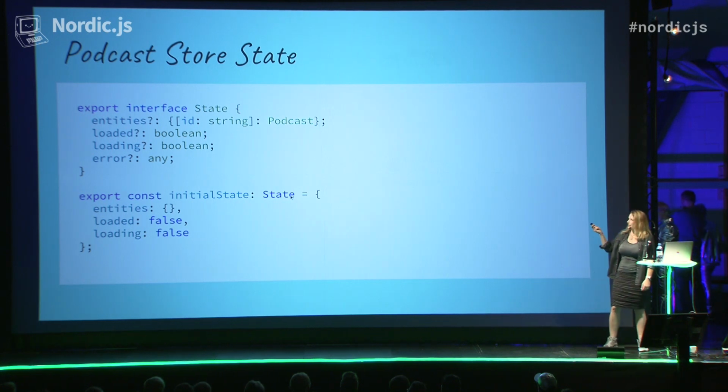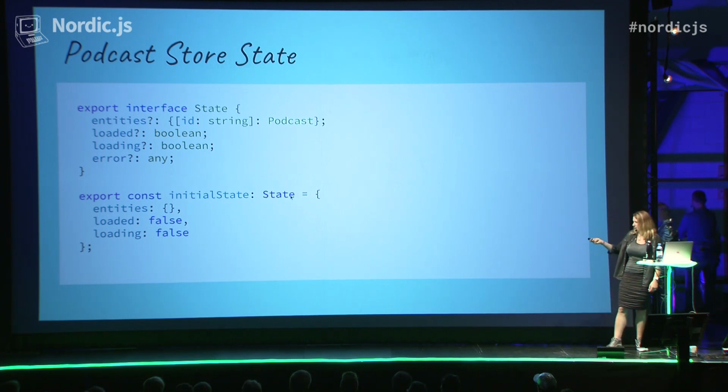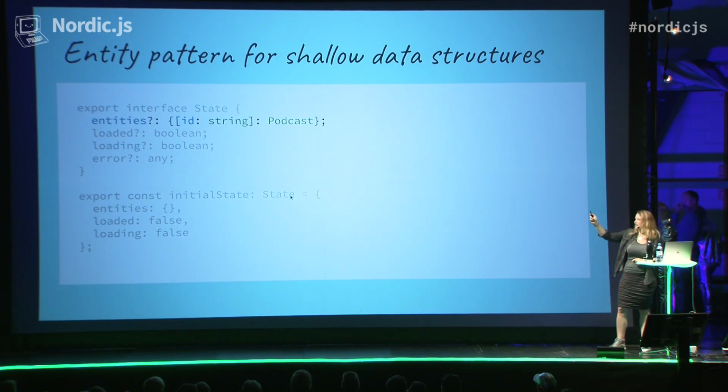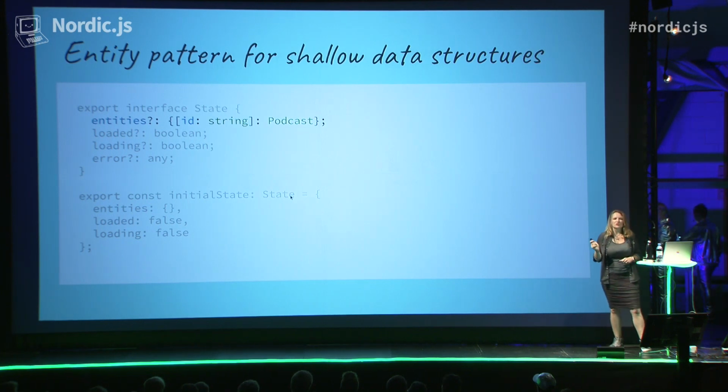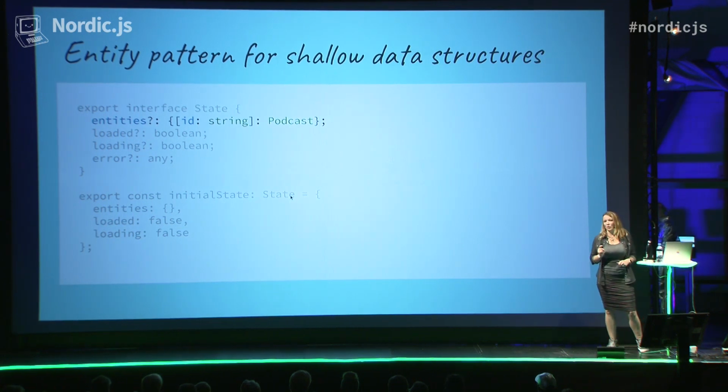It's a collection of podcast entities, loading status, potentially an error. Our initial state initializes the entities, loading, and loaded. But what is that entities? It's an object with IDs mapped to the entries of the collection. The entity pattern is used to avoid deep setting by creating shallow data structures that are optimized for find by ID queries. It can be important to remember that object property order is not guaranteed in JavaScript, so you may need to consider additional ways to maintain the order of your collection, such as an ordered array of IDs, for example.